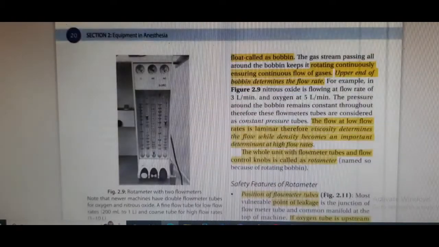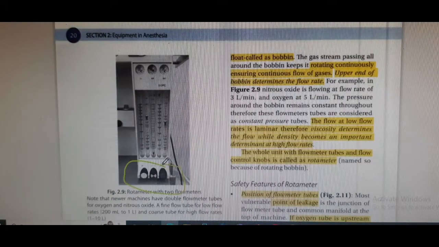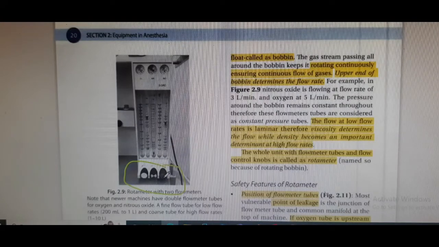So you can see here these are the different flow control knobs that you can observe. There is blue, there is air, and there is oxygen also.